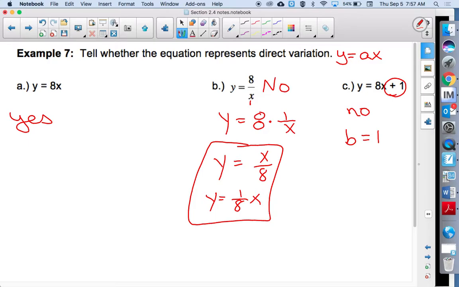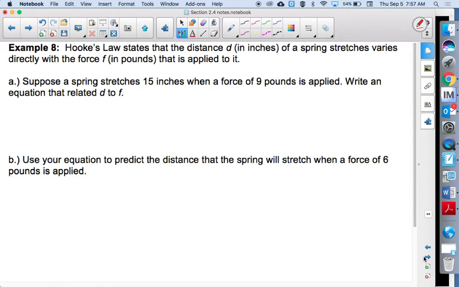There's one other little question down at the bottom. As I said, a short day of notes here. And this is talking a little bit about physics. You don't need to know physics, but we sometimes relate to some of the rules and properties and laws in physics. So Hooke's law states that the distance d in inches of a spring, how far it stretches, varies directly with the force that is applied to it.